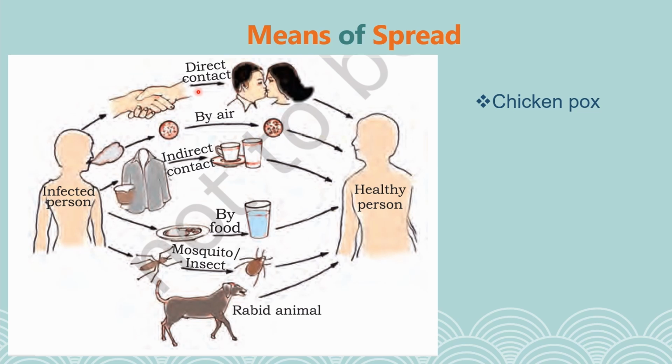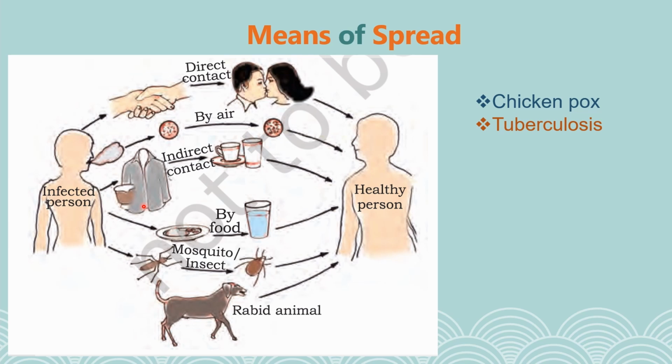Secondly, by the air. When an infected person sneezes or coughs, the airborne microbes come out of his mouth, are transmitted into the air, and slowly spread throughout the surrounding region. When the next person inhales that air through respiration, the microbes contained in the air can enter the healthy person. In this way it can be spread. An example of this is tuberculosis.